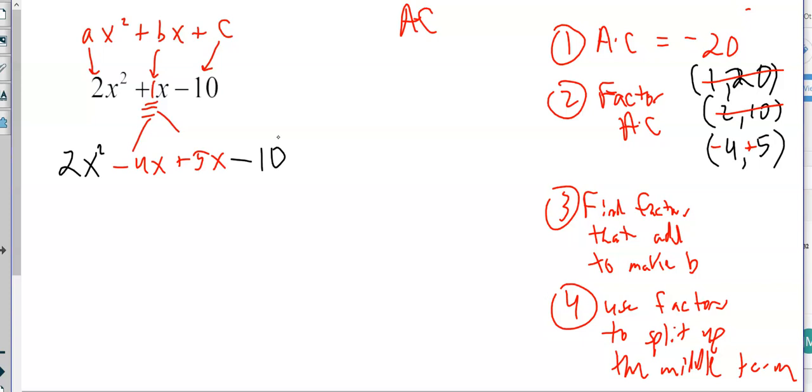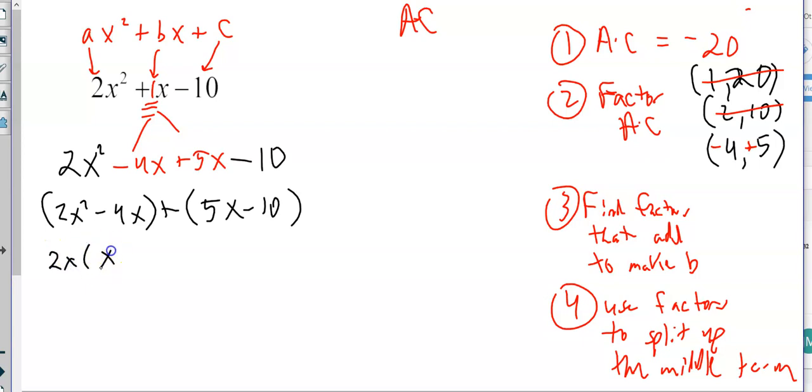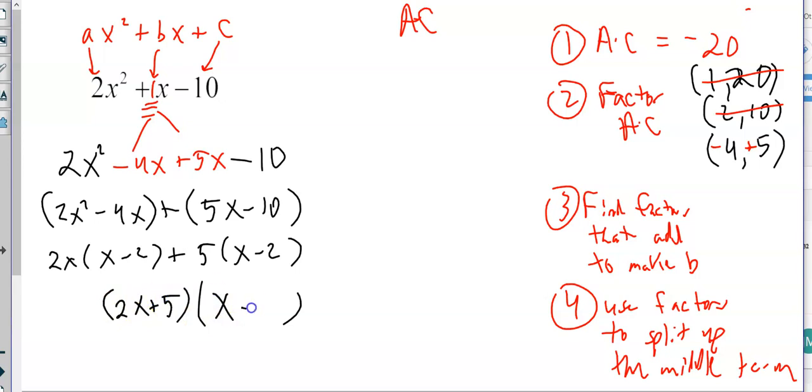See, at this point, you're done with the AC method. Now you have 4 terms. Factor by grouping is the way to go. And so you want to group those, right? Plus sign in between. So the first 2 terms, 2x squared minus 4x, and 5x minus 10. We're going to factor out the GCF. I guess it'd be 2x times x minus 2 plus 5 times x minus 2. The parentheses match, so you're going to regroup. And you got 2x plus 5 and x minus 2.